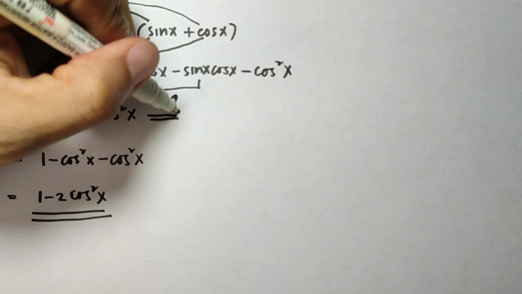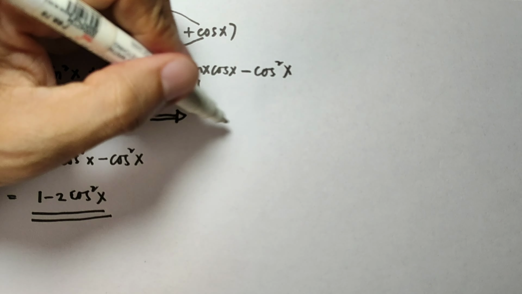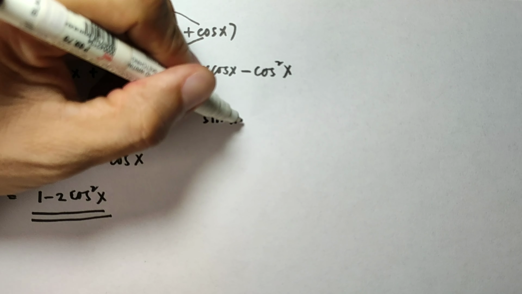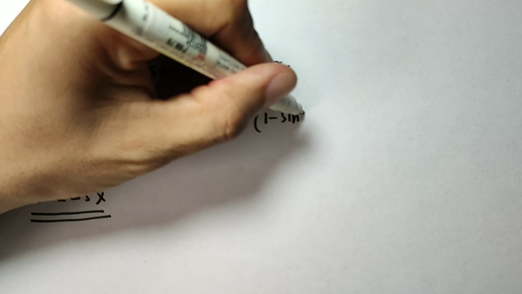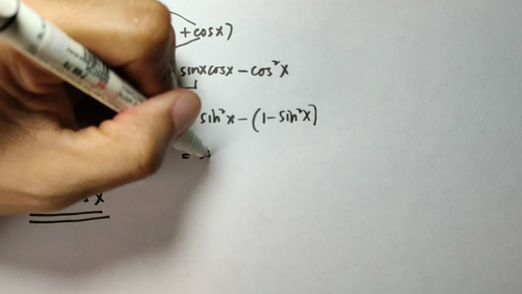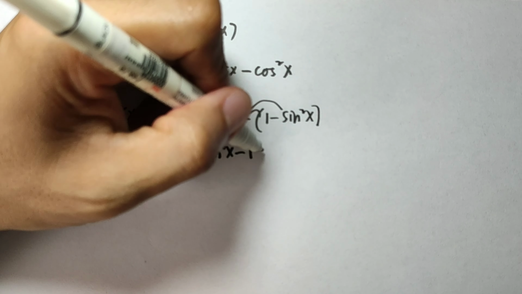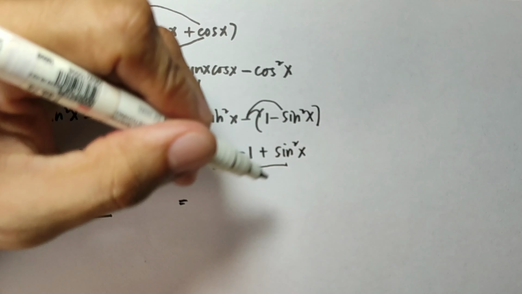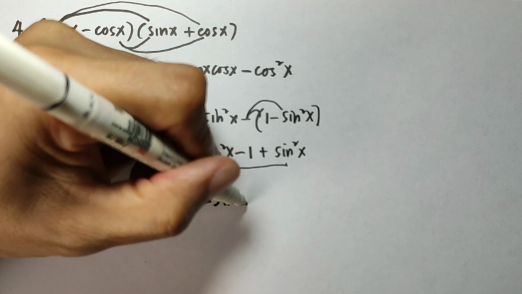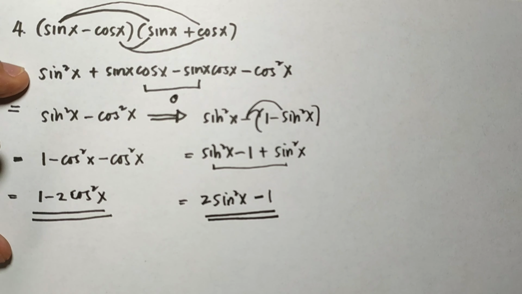But from here, if you are going to transform this in terms of sine function, this will become sine square x minus the value of cosine square x, which is 1 minus sine square x. So we will have sine square x minus 1, negative times negative sine square x is positive sine square x. And combining these terms, that will be 2 sine square x, then copy that negative 1. Okay, so this one is equivalent to this one.